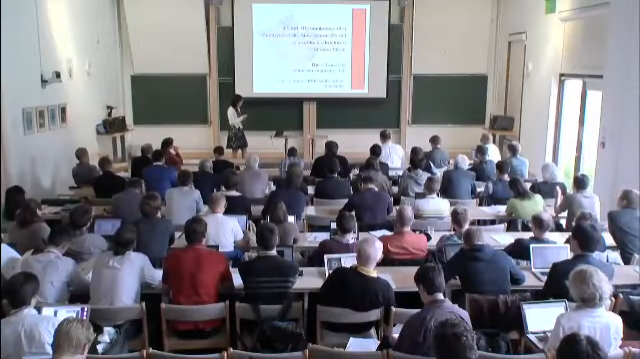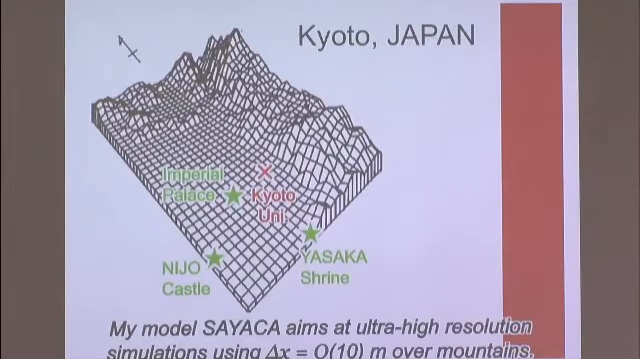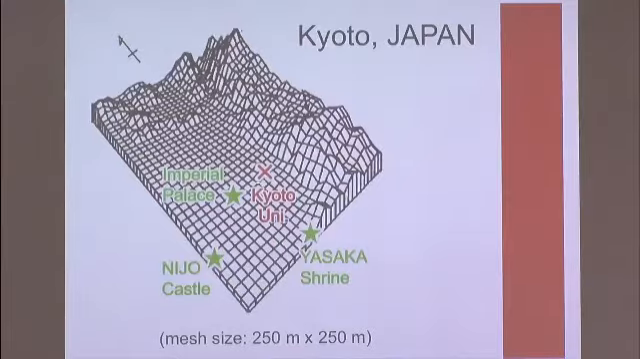Here the background topography is a map of topography around my home university, Kyoto. The topography in the city center is pretty flat, but our city is surrounded by complex mountains. Although this map uses a 250 meter square mesh, which is currently high resolution in atmospheric models, using supercomputers we could have less than 100 meter resolution in the near future.